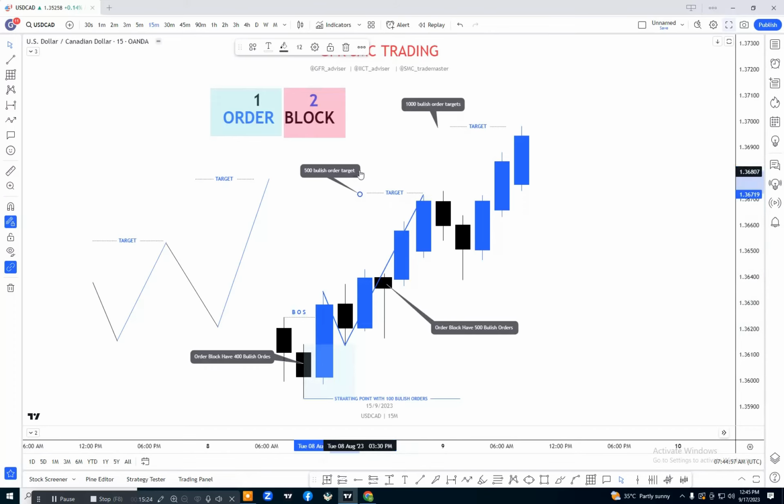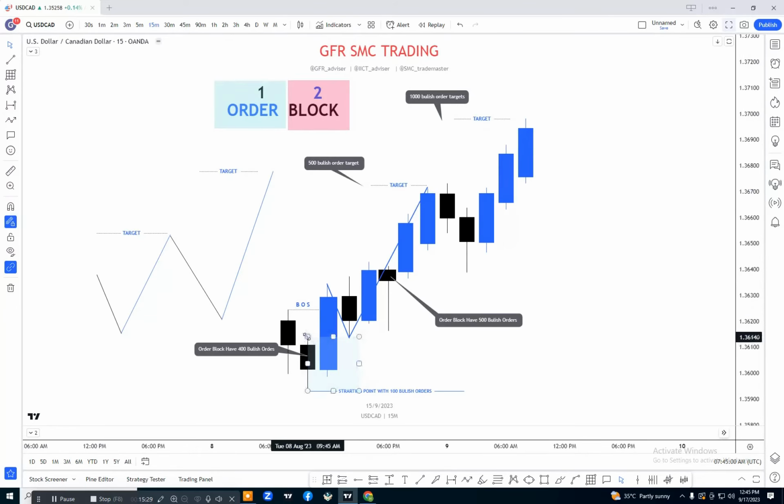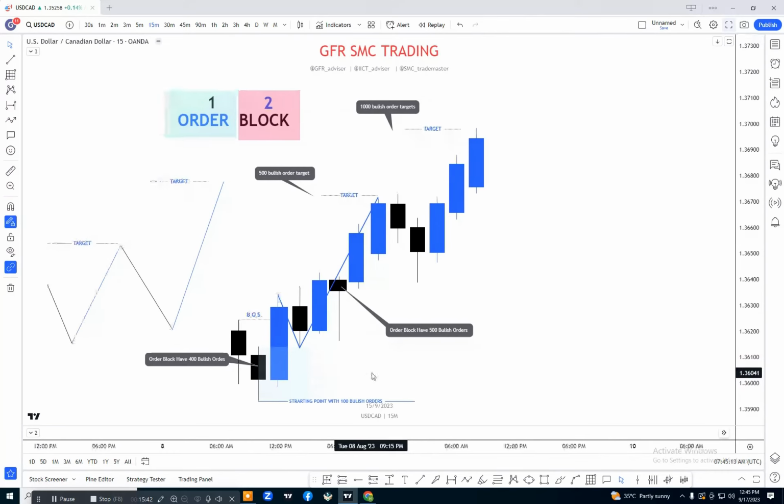Now the second target needs 500 more bullish orders. This candle is already mitigated. That means that order block cannot be used in the future because there are no pending orders left in it. The market has taken all the orders at this point. So what will we do? We will find another candle which has another 500 bullish orders. Then we will have the total 1000 bullish orders we need to complete our second target.